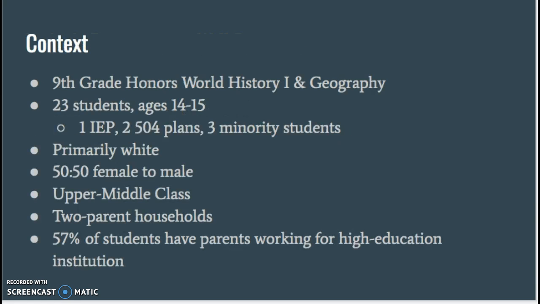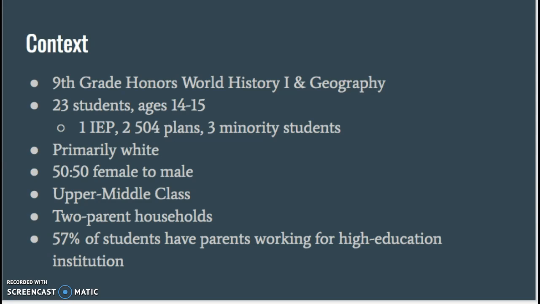So the context of my classroom, it's a 9th grade honors world history 1, so up to 1500, and geography. There's 23 students ages 14 to 15. I have 1 student with an IEP, 2 with 504 plans, and 3 minority students. My classroom is primarily white students, so 87% of the students are white. It's mixed evenly between female and male.